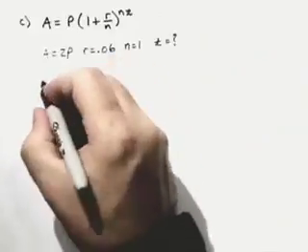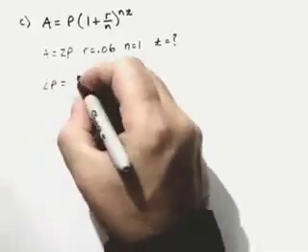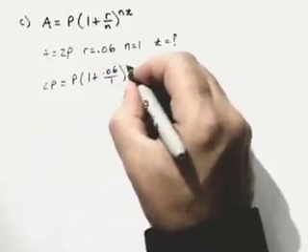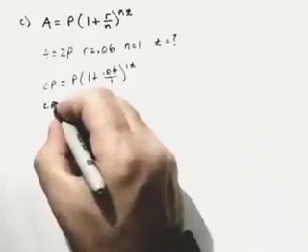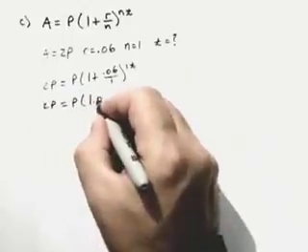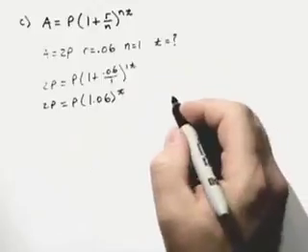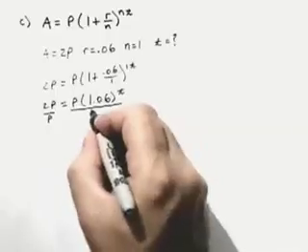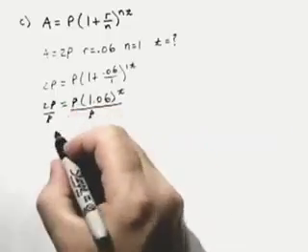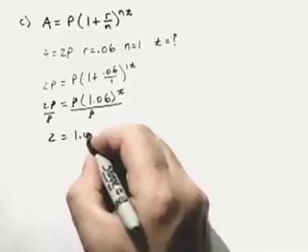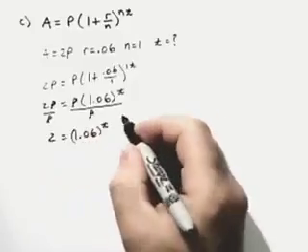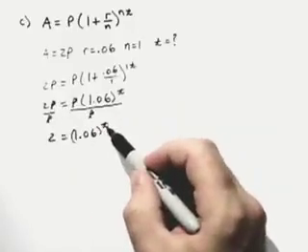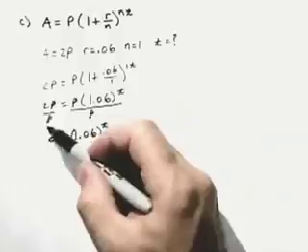If we put these quantities into our equation, we get 2P is equal to P times 1 plus 0.06 over 1 raised to the 1T power, or 2P is equal to P times 1.06 to the T power. At this point, we can divide both sides by P, and the P's will cancel. So we end up with 2 is equal to 1.06 raised to the T power. And here's where we note that the initial investment has no bearing on the time required to double the investment because we canceled out the initial investment.